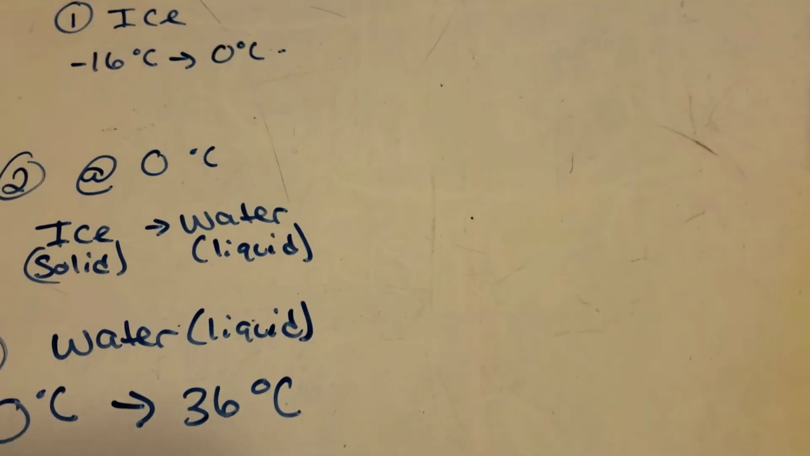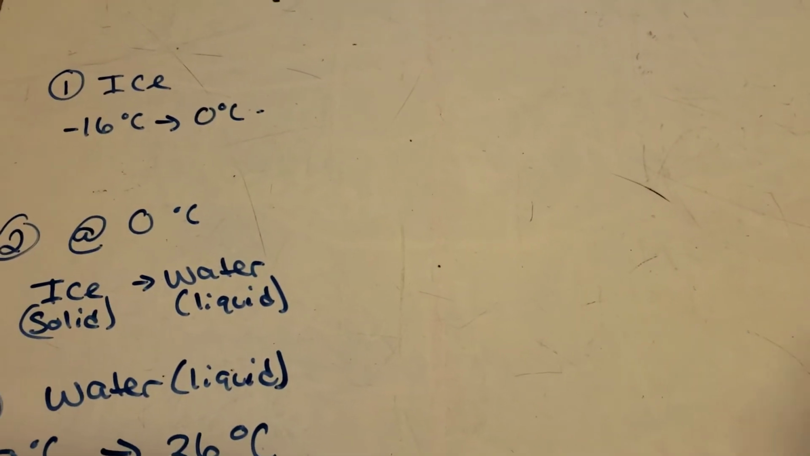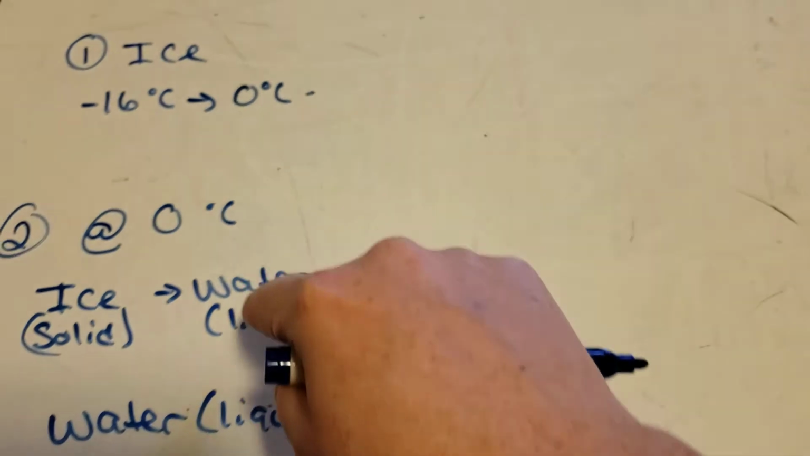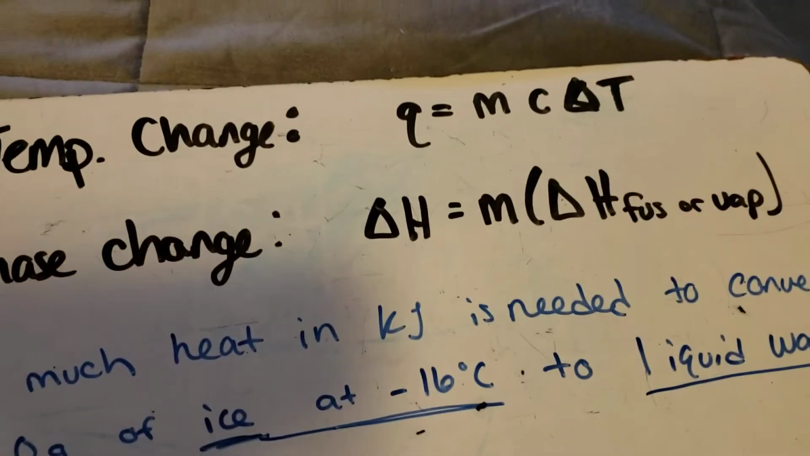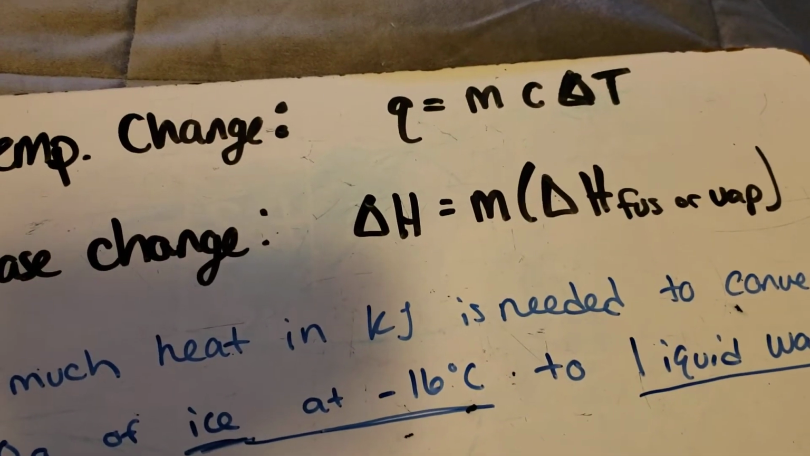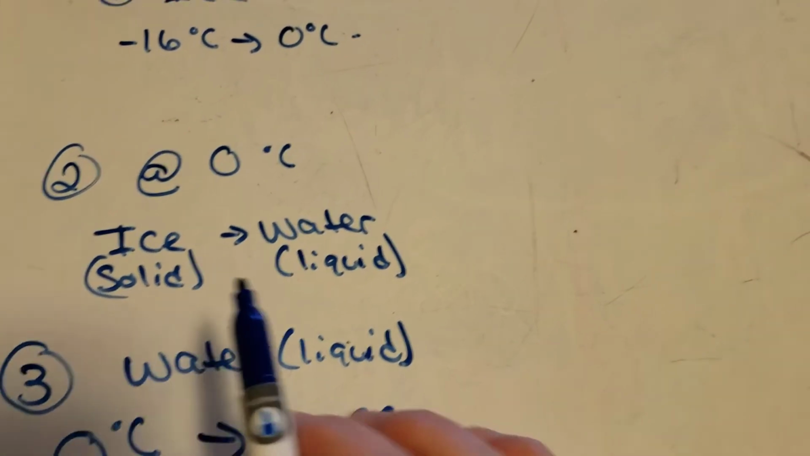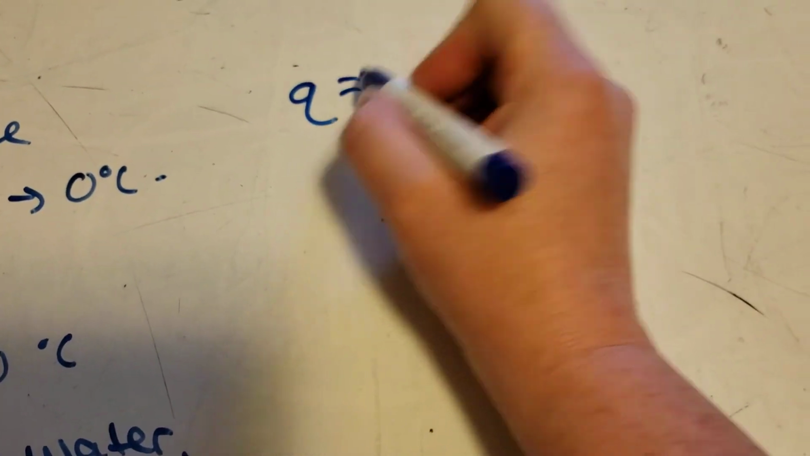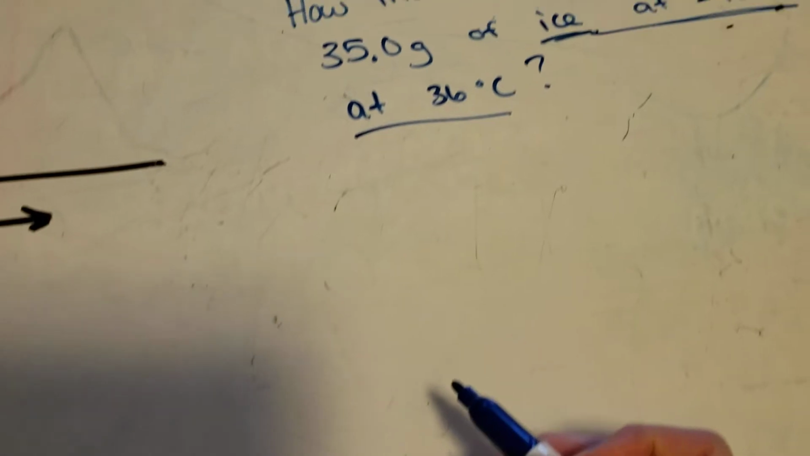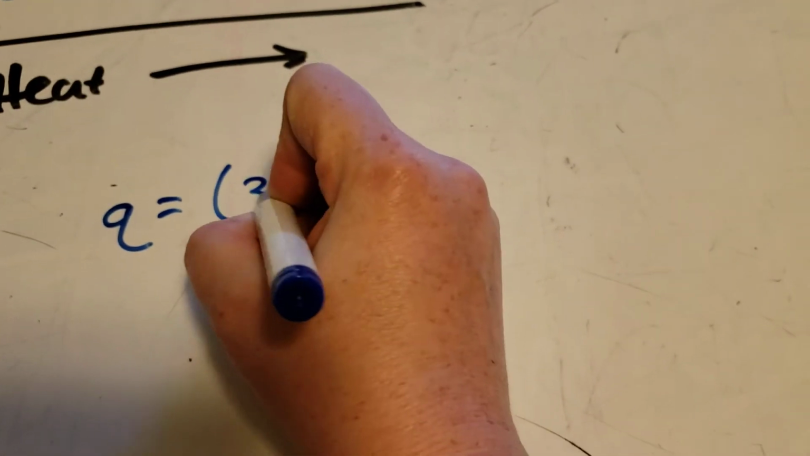Now that we know that, we are going to put our knowledge of temperature change and phase change into our problems: our Q equals mc delta T, or our delta H equals mass times heat of fusion, since it's heat of fusion because it is a solid to a liquid or liquid to a solid. So ice. So we have Q, which is what we're trying to find. Mass, which we saw in our problem, is the 35 grams. So I'm just going to put the 35 grams right here.